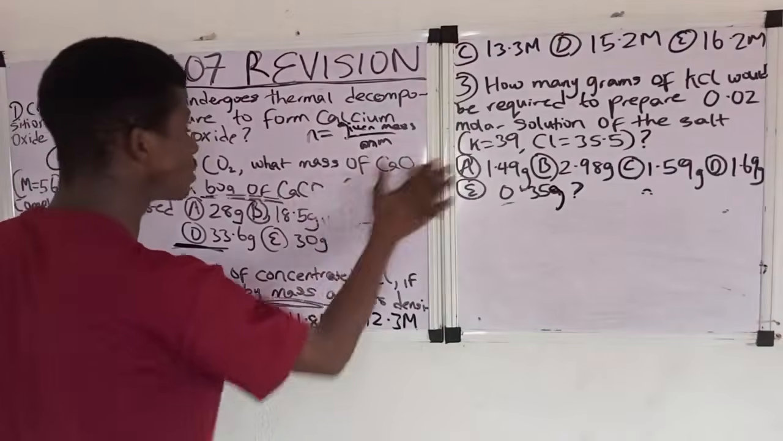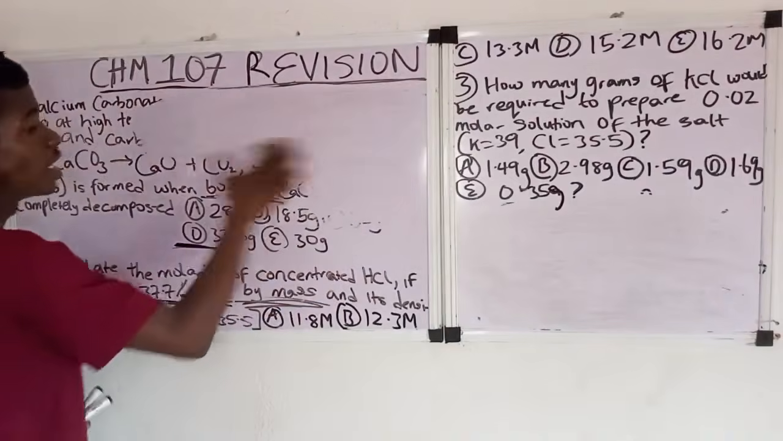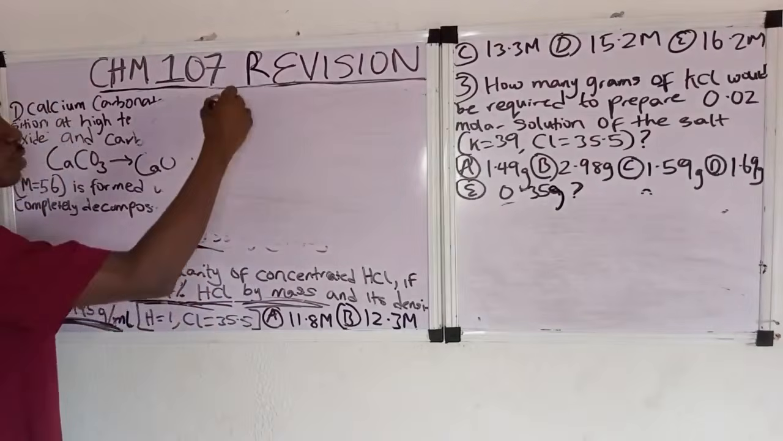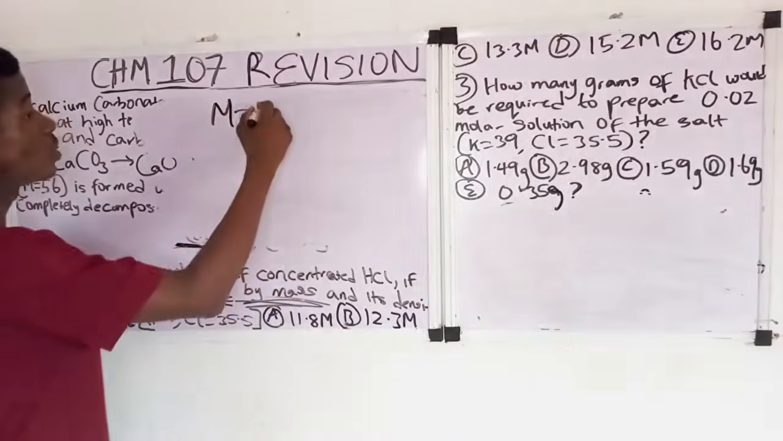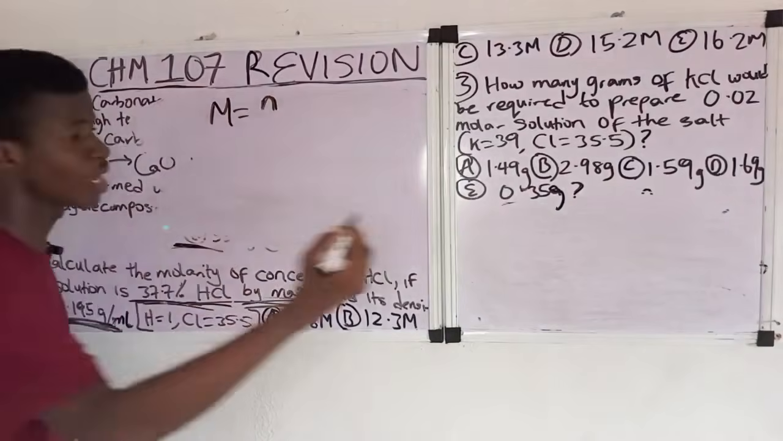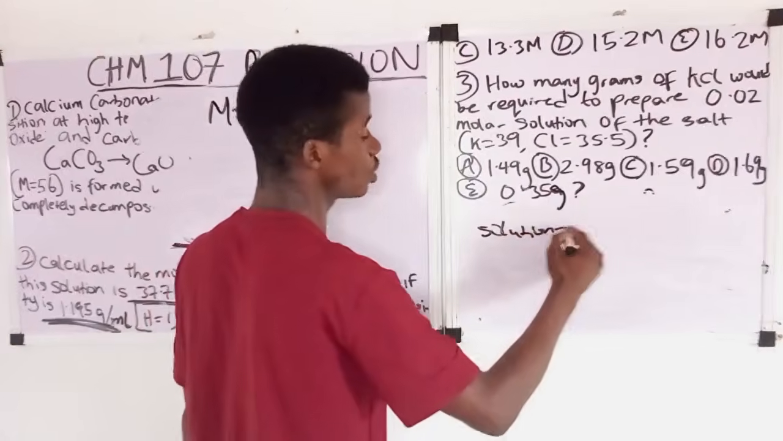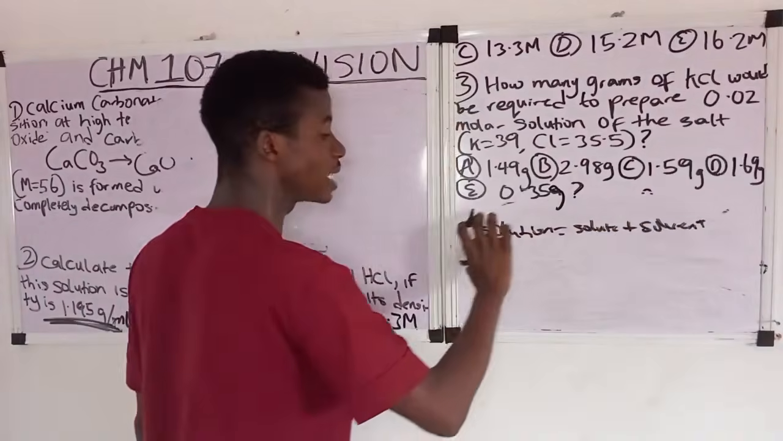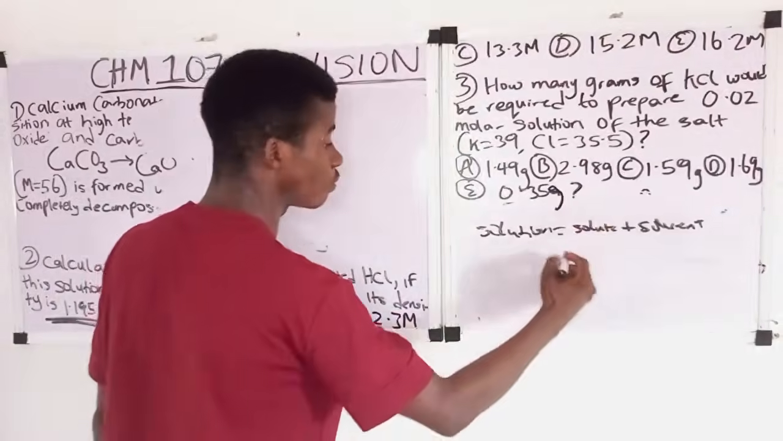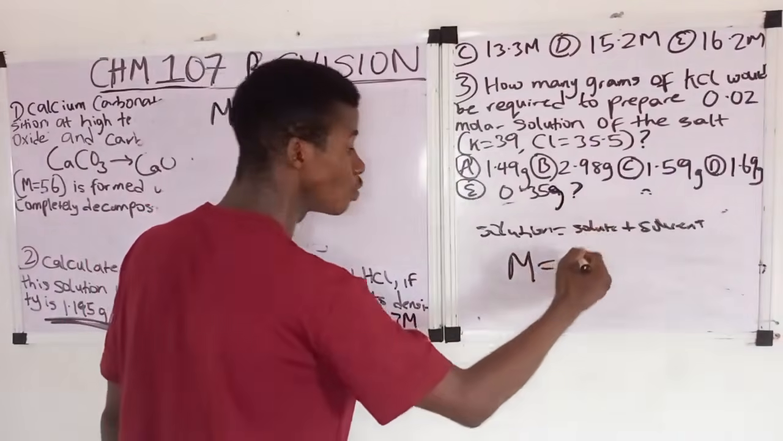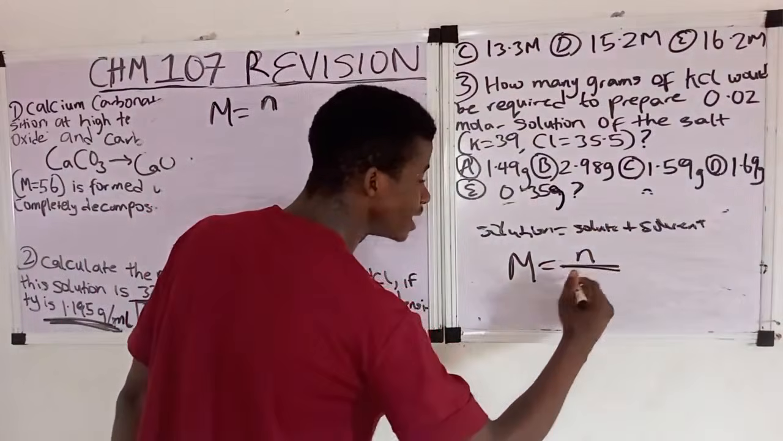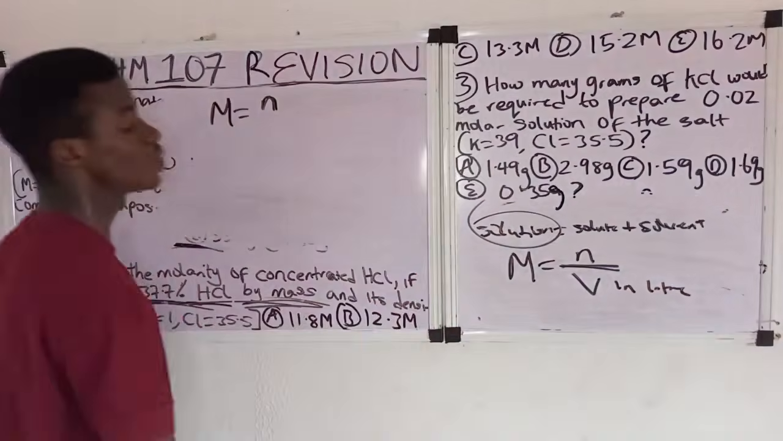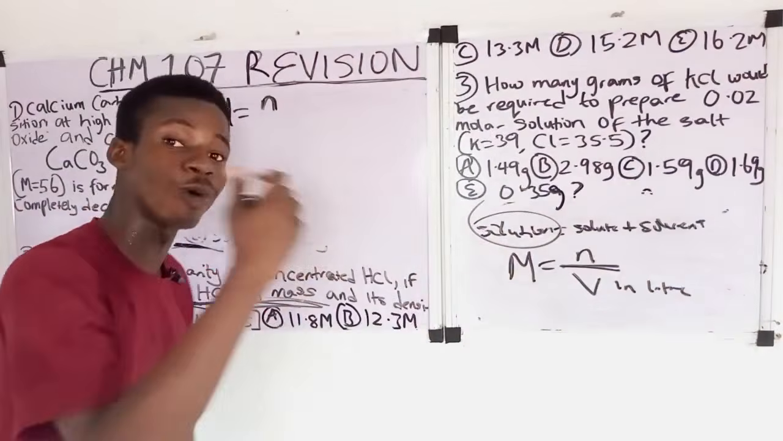Now how are we going to solve? Which formula are we going to use to calculate molarity? Molarity is very easy. Molarity, which is capital letter M, or you can use C, is the number of moles of the solute. Remember, a solution is made up of a solute and a solvent. So the molarity of the solution is the number of moles of the solute in that solution divided by the volume of the solution in liter. So this is the formula to calculate the molarity of a solution.